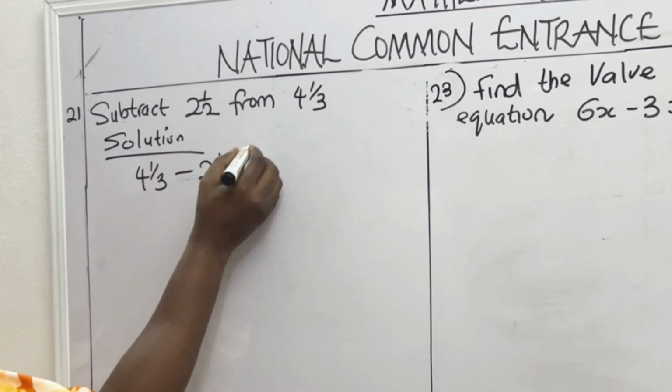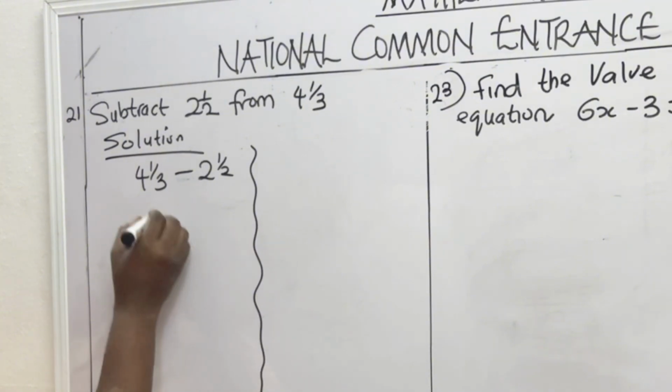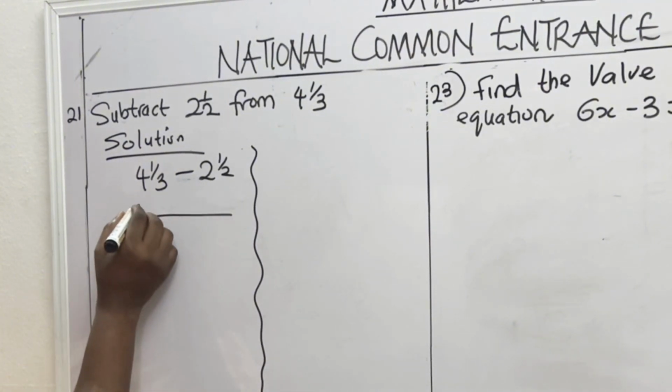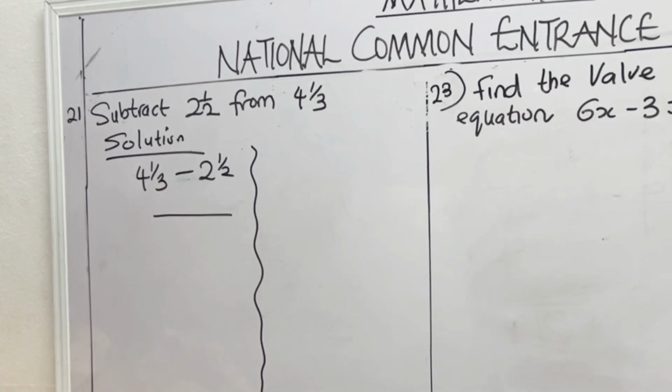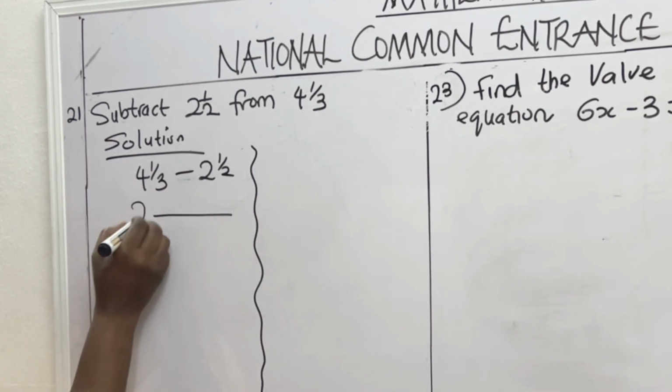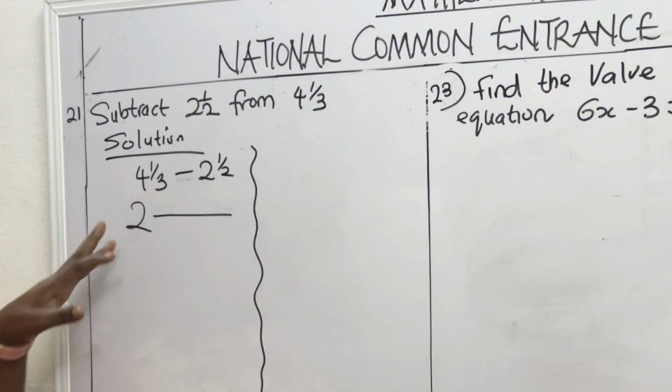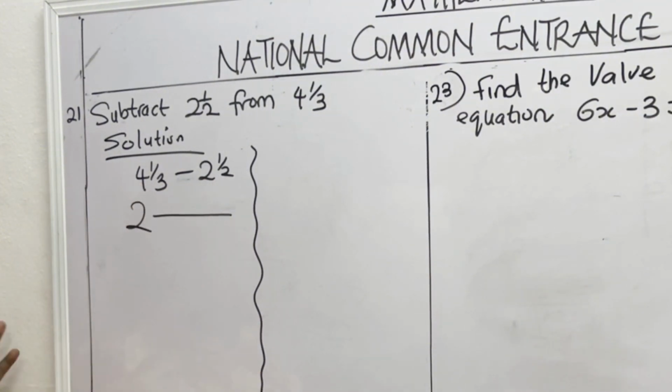Okay, there are two methods. The first method, just go ahead and find the LCM of 3 and 2, then you subtract the whole numbers. So 4 minus 2 is 2. The whole numbers, 4 minus 2 is 2. Then 3 and 2, what's the LCM? That is 6. You put it there.